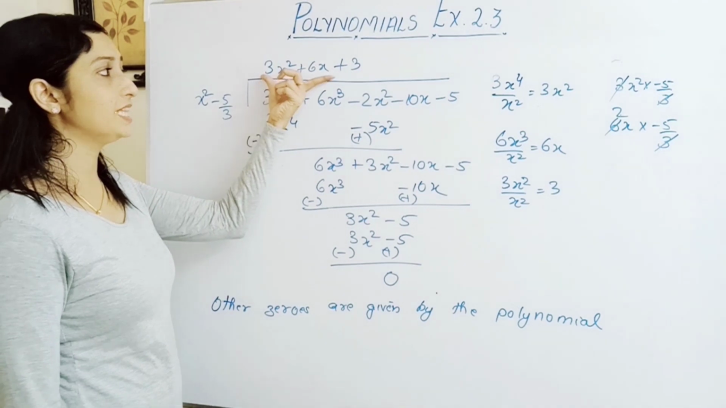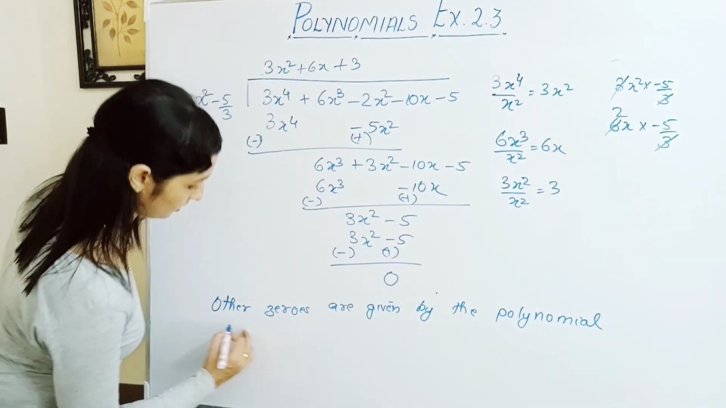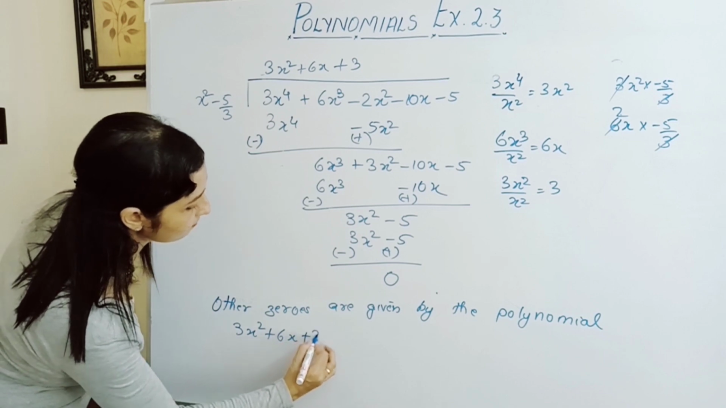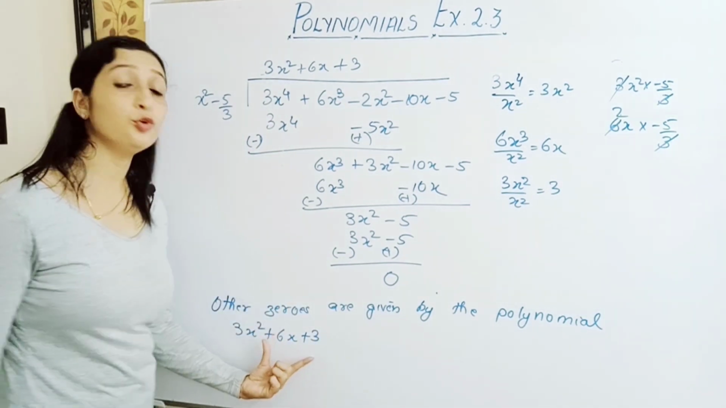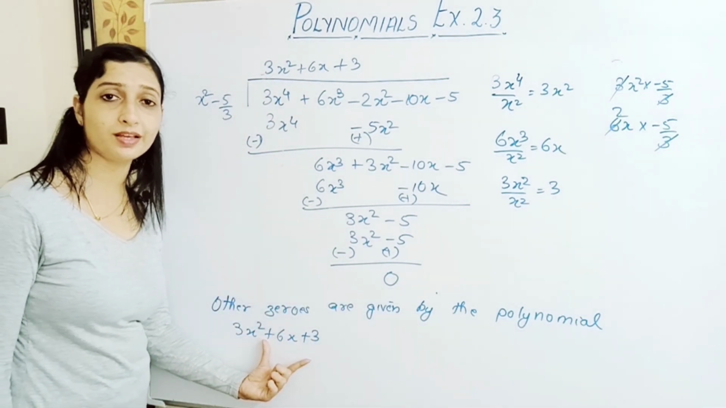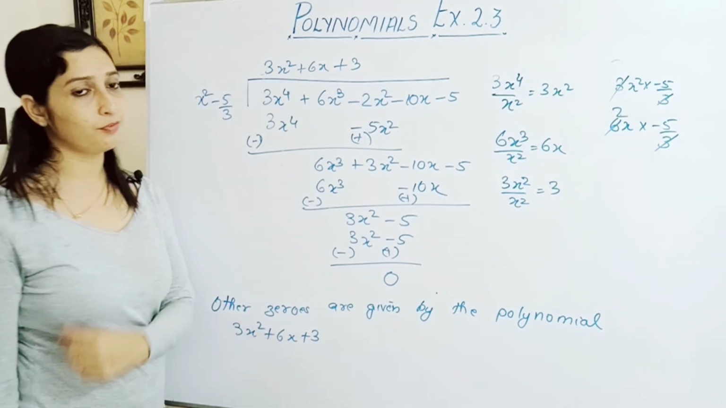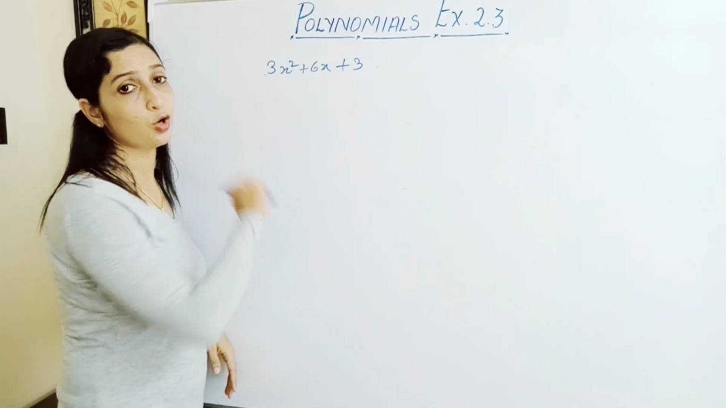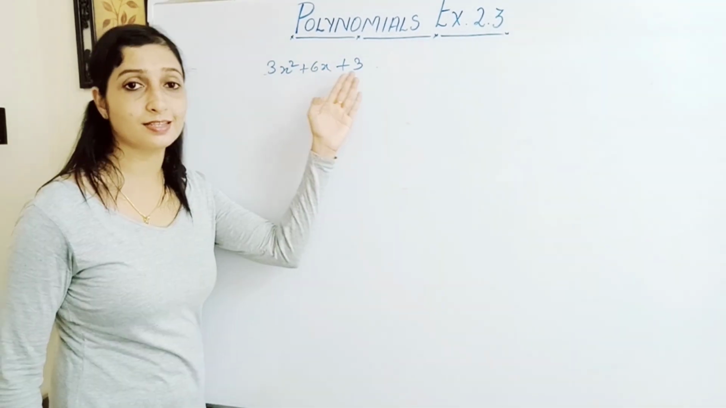Which polynomial? 3x square plus 6x plus 3. So if you factorize this polynomial, you can get the other factor. So now let's factorize this polynomial. Now this is a polynomial 3x square plus 6x plus 3.